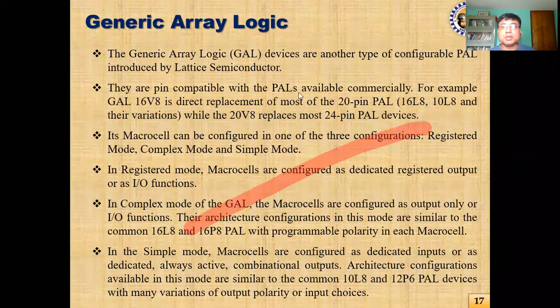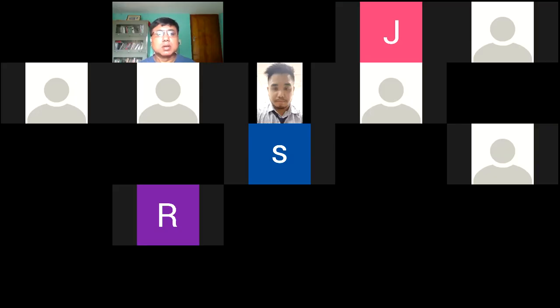Is somebody annotating on the PPT? Experimenting with this? So if somebody is doing, please don't do that. Okay.